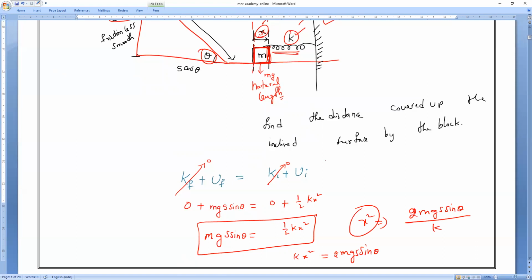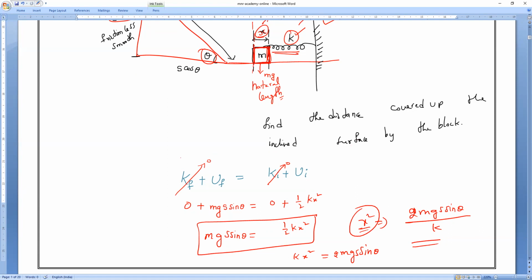So find the distance covered up the inclined surface by the block. We can find everything with the help of this formula. If you want to find s, you can find it; if you want to find x, you can find it. So this is how we have to solve inclined surfaces.